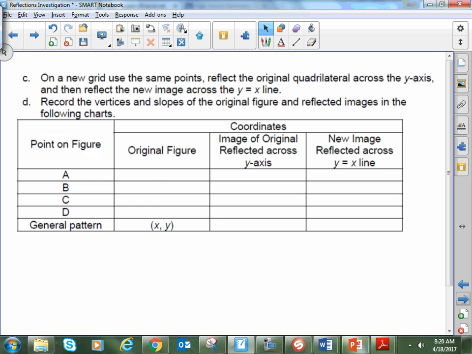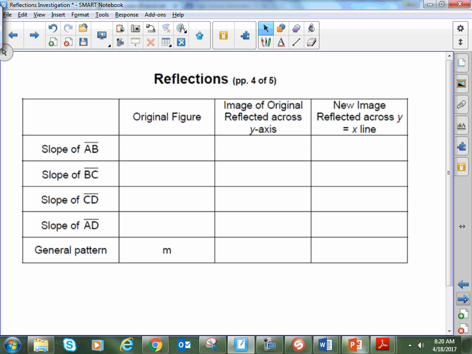Now we're going to take the same one and perform the following reflections. We're going to reflect it across the y-axis and then reflect it across the line y is equal to x, and you should see the following coordinates here. Take a moment and double check them on your own papers and see how you do. And finally, take another look at the slopes here. So there we go. And again, compare your values.